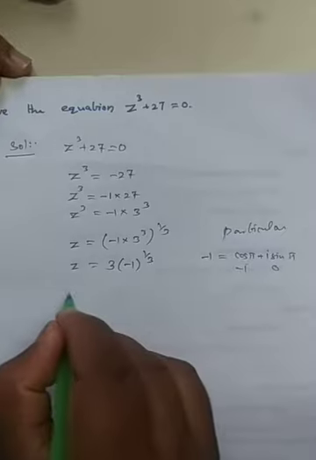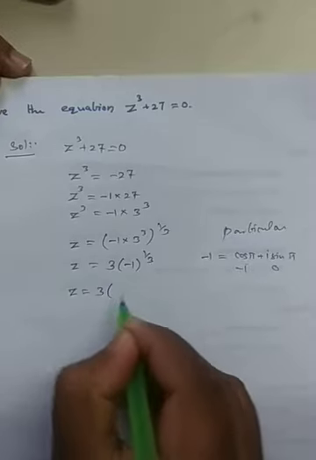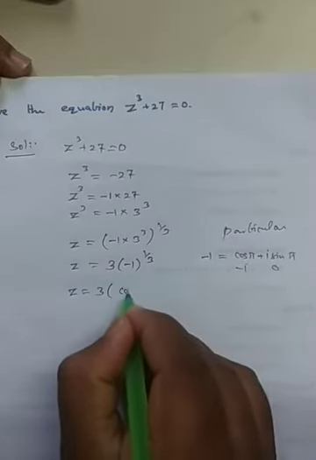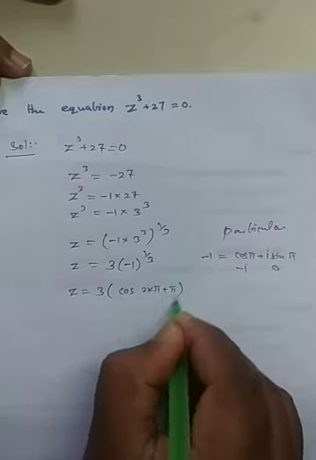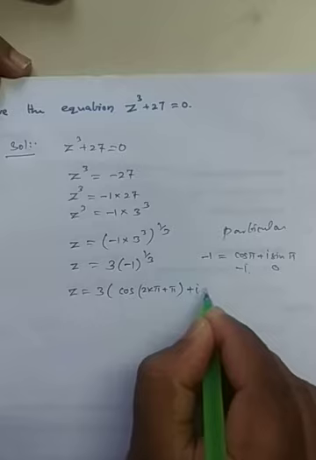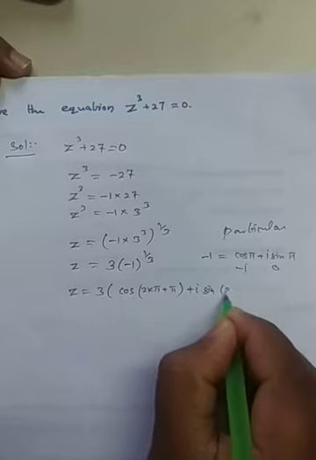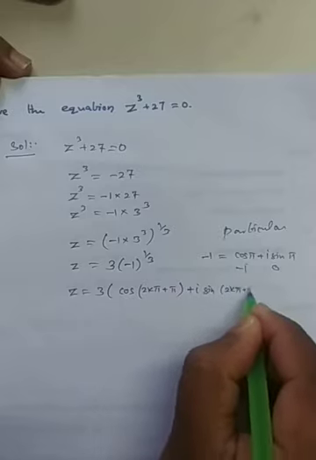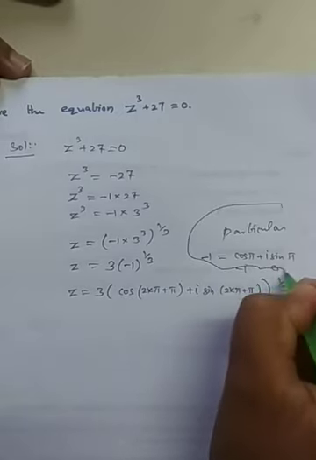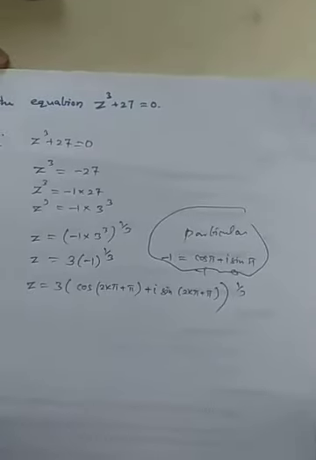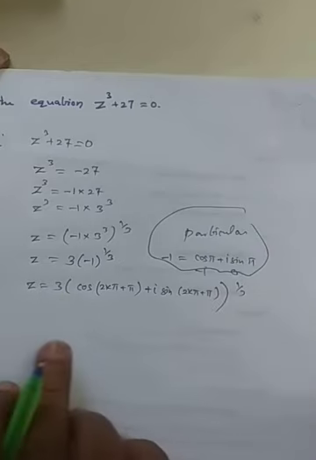So while you are writing, it should be the general form: cos 2k pi plus pi, plus i sin 2k pi plus pi, the whole power 1 by 3 will come. This is rough, don't get confused about this one. This is the format of writing.